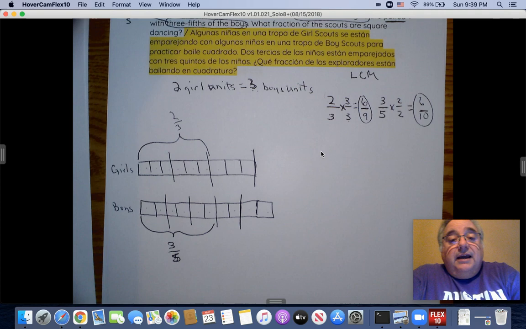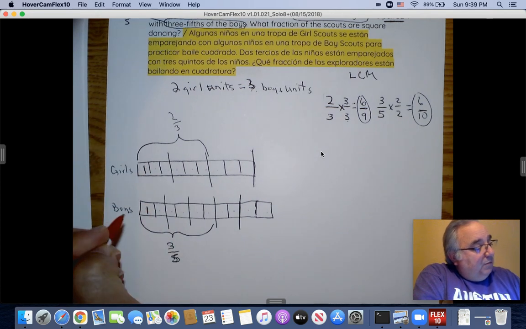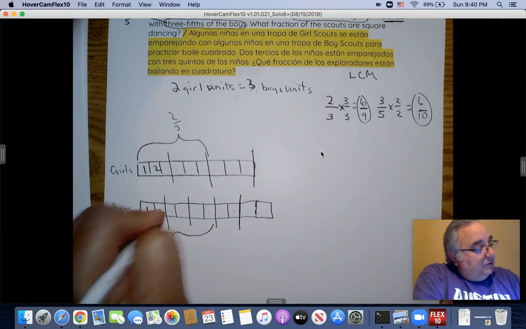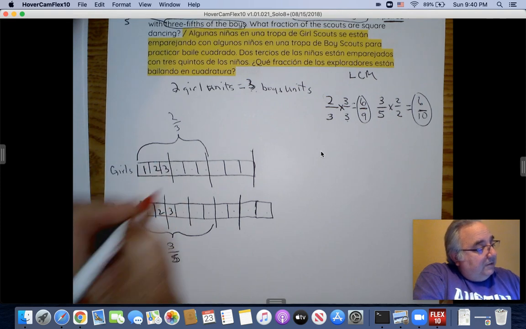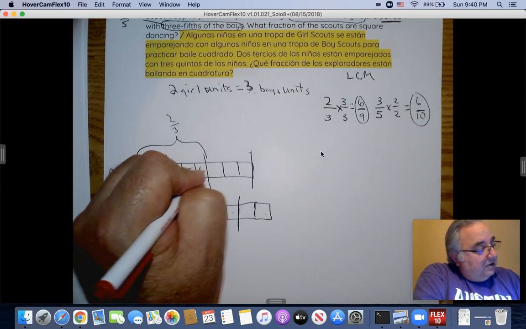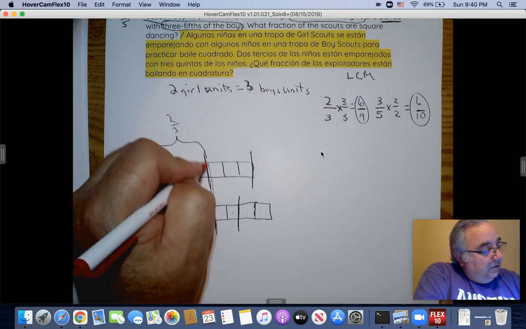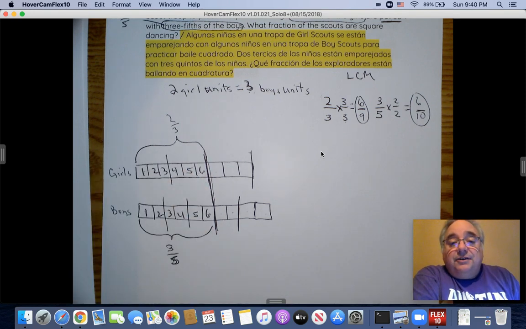Okay. And let's see if we can get that, because I'm saying 6/9 is going to give me six girls and 6/10 is going to give me 6 boys. Let's find out. I have the girls here. 1 paired with 1 boy. 2, 2, 3, 3, 4, 4, 5, 5, 6, 6. Do these two equal? Yes, they do. Wow. All right.